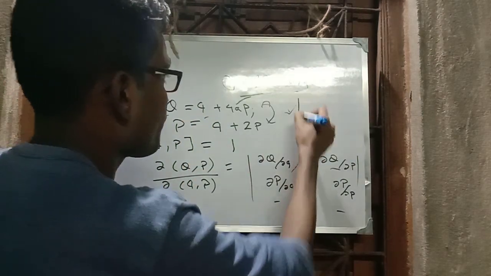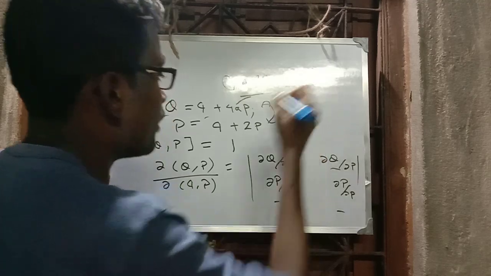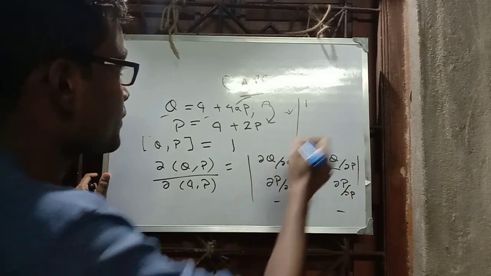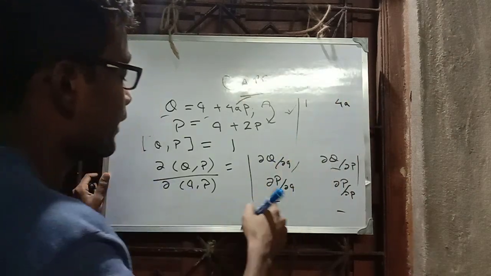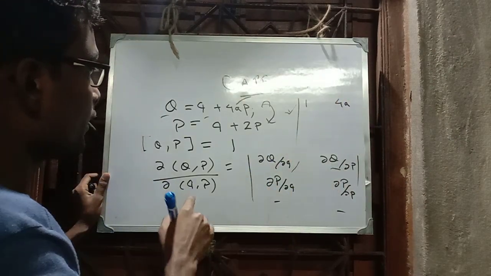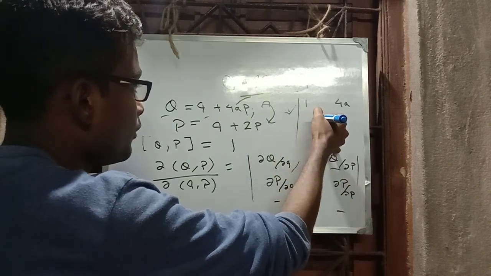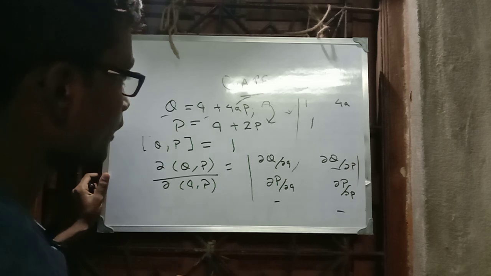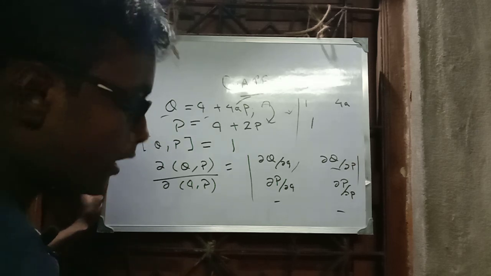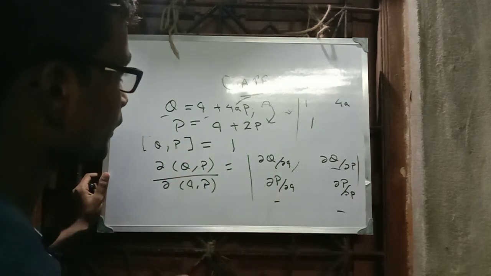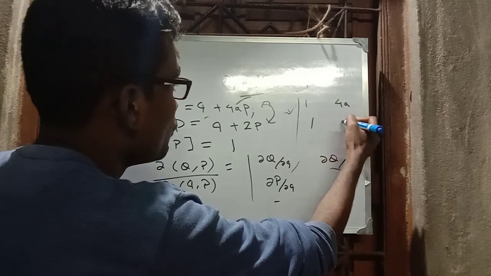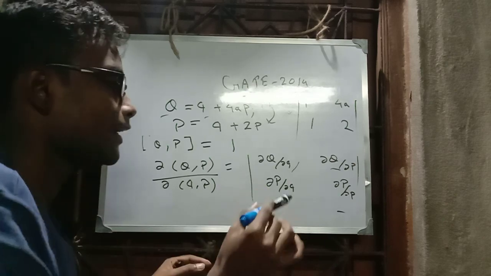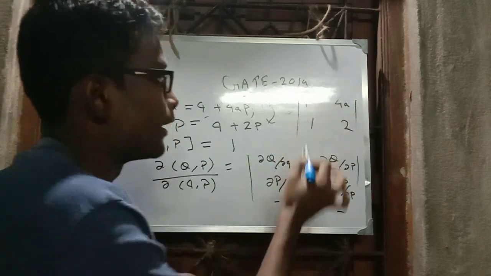Delta capital Q delta small p is 4a. Delta capital P delta small q is 1, and delta capital P delta small p is 2. We can see easily. So by the question, the result of this Jacobian matrix must be 1.